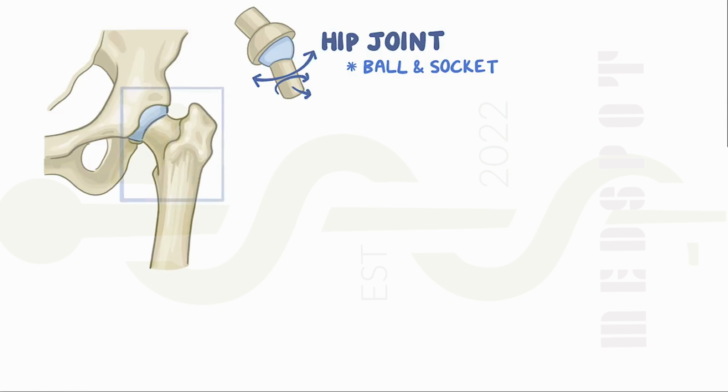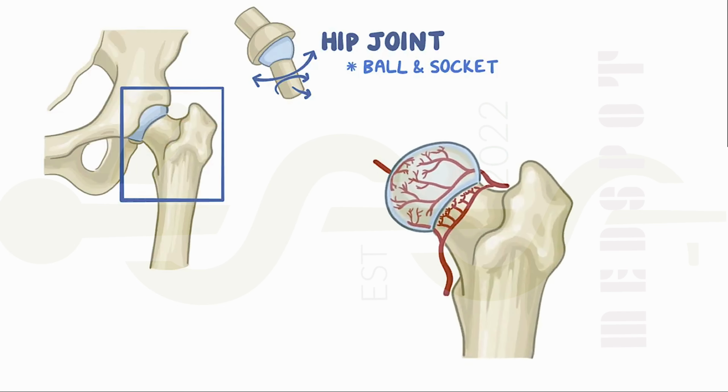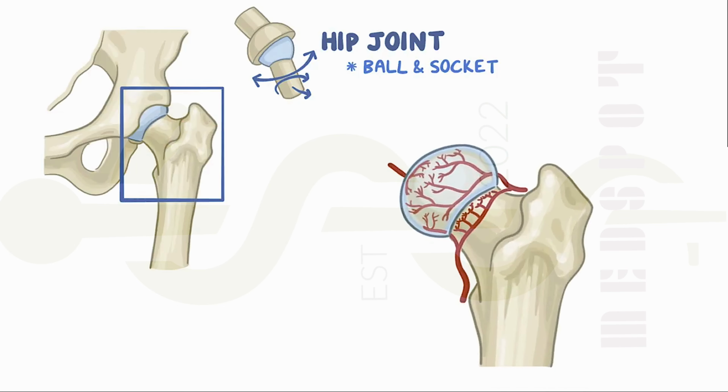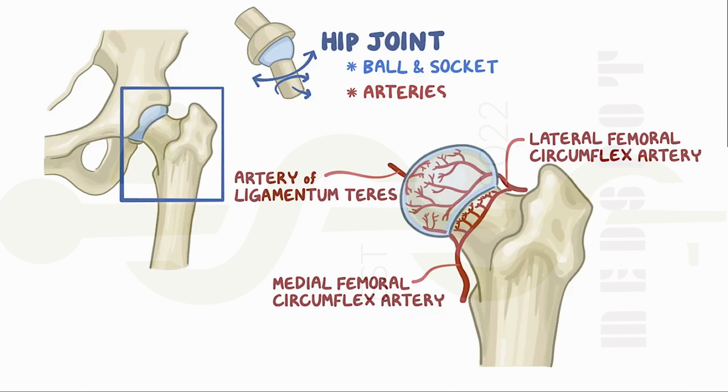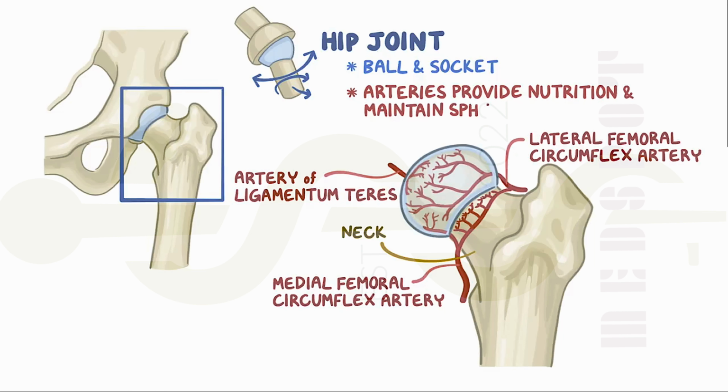rotate inside the socket. Now, the head of the femur is supplied by branches of three arteries, the medial and lateral femoral circumflex arteries, as well as the artery of ligamentum teres. The arteries send branches that climb up the neck of the femur to supply the head of the femur, providing the tissue with the nutrition it needs to grow and maintain its spherical shape.